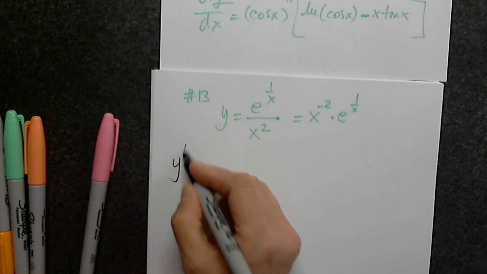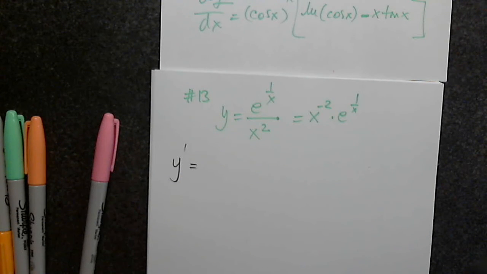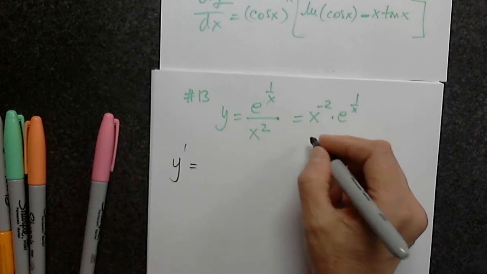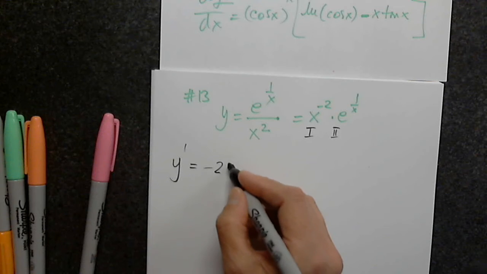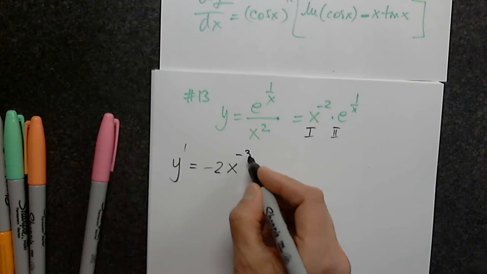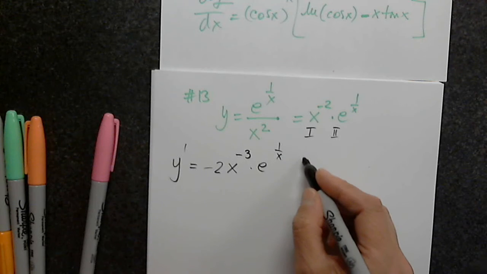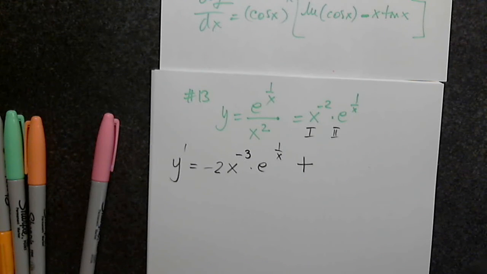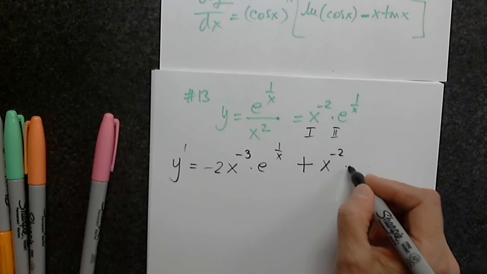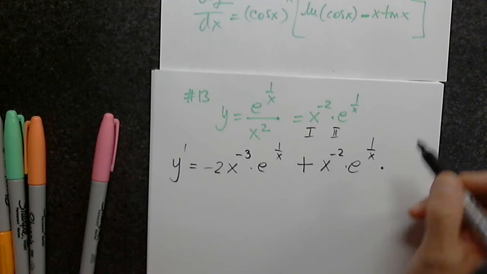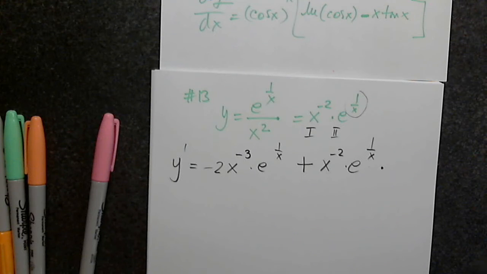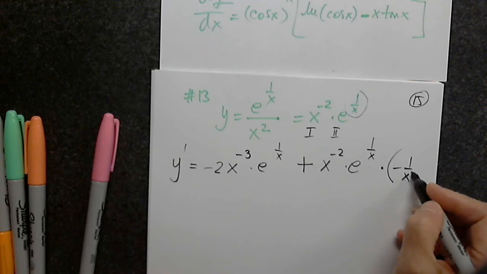So when we find y prime, can anyone dictate? Remember, it's a product. Function 1, function 2. Yes, negative 2 x to the negative 3 times e to 1 over x plus, when we differentiate the product, we have to have a sum of two terms, plus x to the negative 2 times, yes, e to 1 over x times this function prime, and we know, hopefully moving forward, we will not forget that that is negative 1 over x squared.